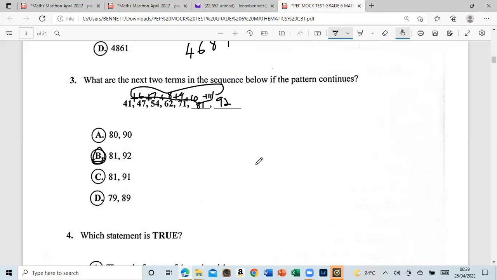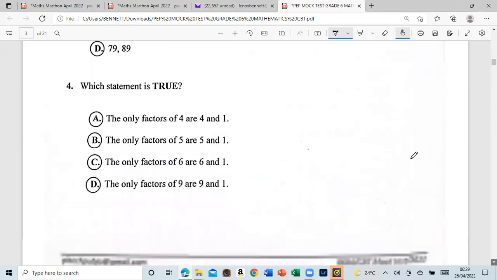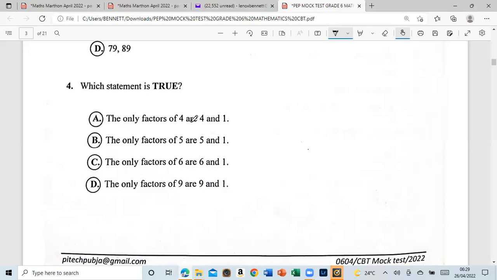Anyway, it's B, 81 and 92. Again, guys, which statement is true? The only factors of 4 are 4 and 1. That is not true. 2 is also a factor. The only factors of 5 are 5 and 1. Yes, 5 is a prime number, and a prime number only has 2 factors. So once you see this, you can just forget those, all right?